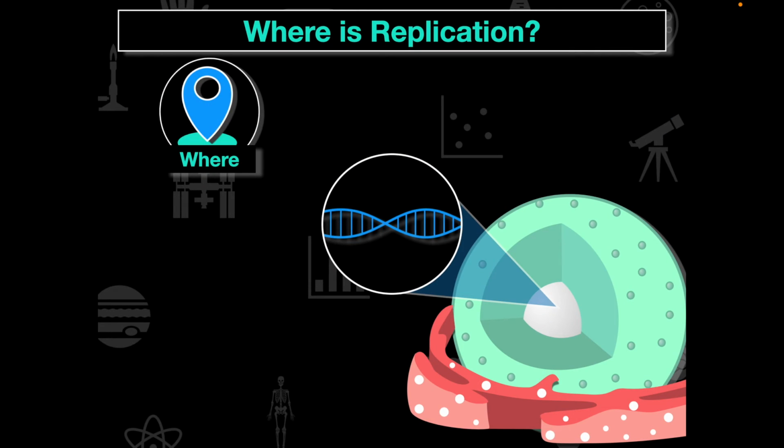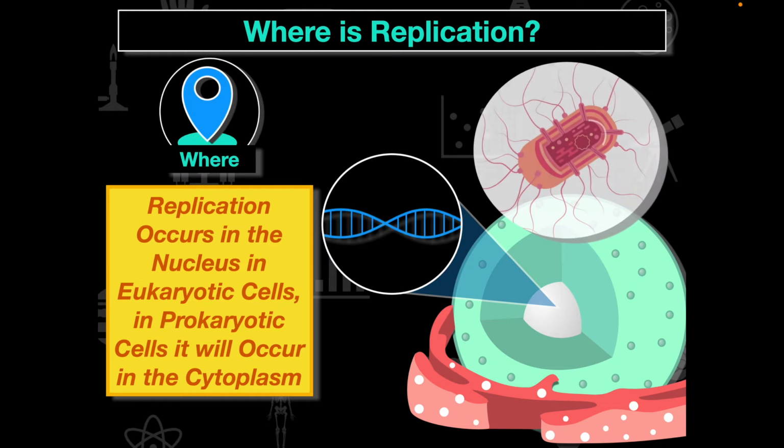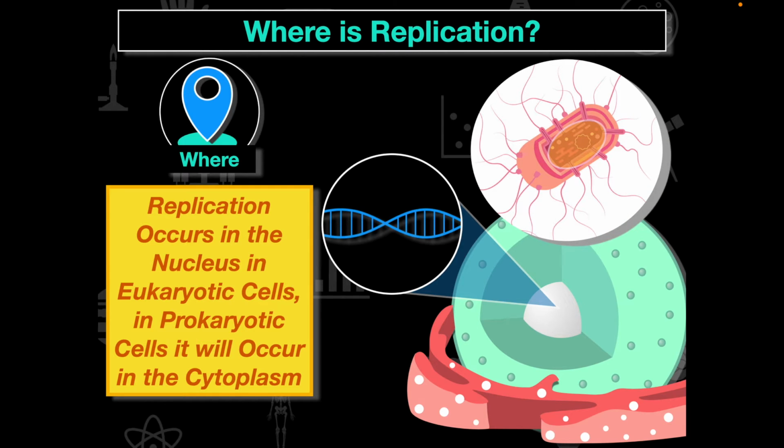Now replication is going to occur. Well, where is it going to occur? It's going to occur in the nucleus of eukaryotic cells, and in prokaryotic cells it's going to occur in the cytoplasm. Remember, prokaryotic cells don't have a nucleus, so we're just going to see it occur there. And this is an important concept because remember, that is where the DNA is, and that's going to be its general location. So where is replication occurring? In eukaryotic cells, it's in the nucleus. In prokaryotic cells, it's in the cytoplasm.